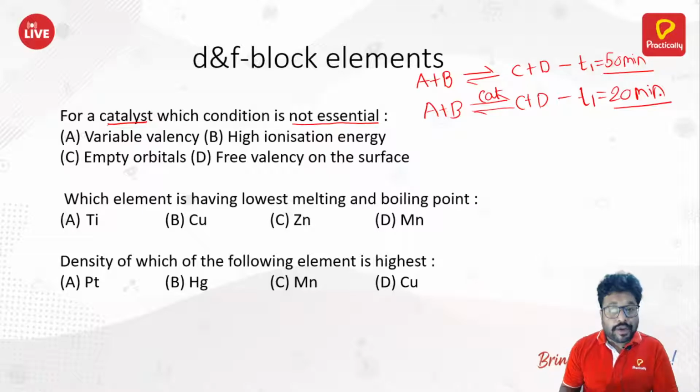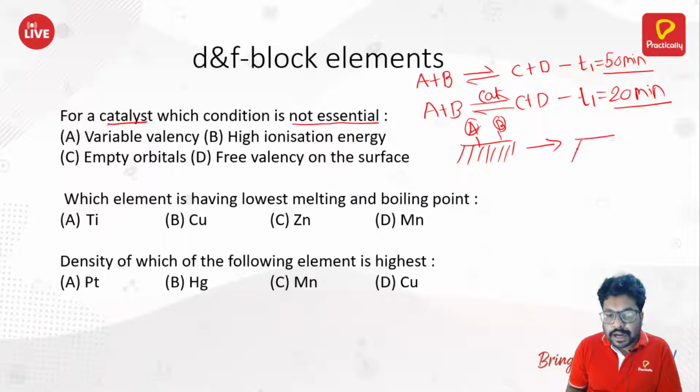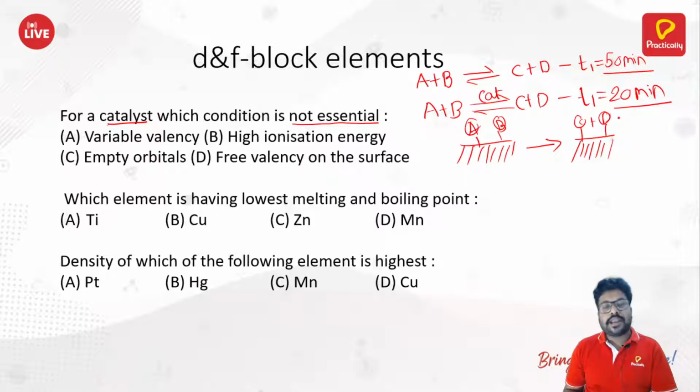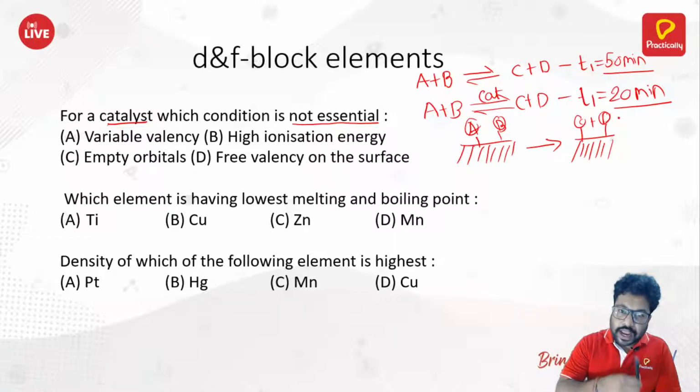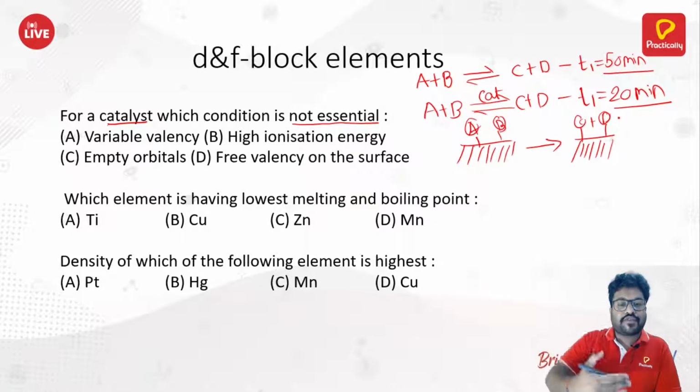Our point is, what does the catalyst do? Catalyst on its surface brought A plus B together for them to react faster to give you C plus D. That is the main objective of a catalyst. And while doing so, the catalyst combines with the reactant, converts them to the product, and at the end of the reaction, it gets away from your product.